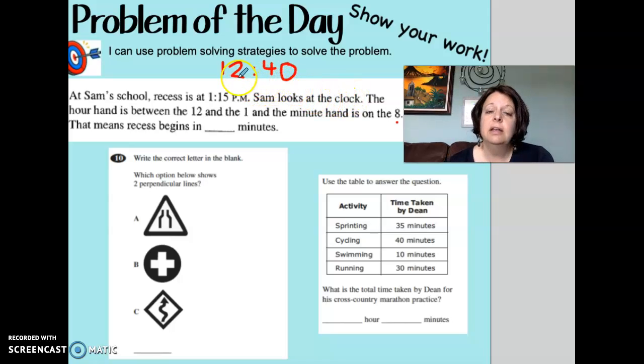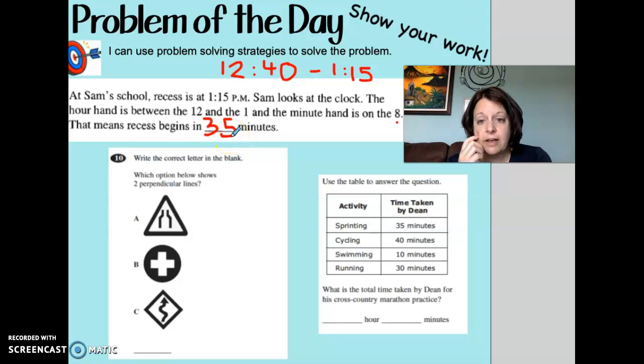So if I look at the time between 12:40 and 1:15, that's what I need to figure out. So we're looking at the clock, it's 12:40. I'm really excited for recess. How many minutes is that? Well, 12:40 plus 20 minutes gets us to 1 o'clock, right? So that'd be 20 minutes to 1 o'clock, and then I just need to get to 1:15. So 20 minutes plus 15 minutes is 35 minutes. So Sam is going to go to recess in 35 minutes.